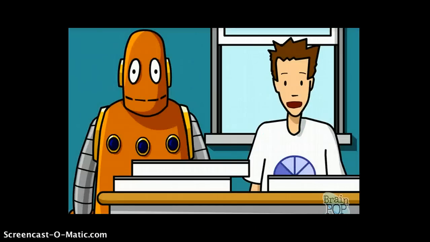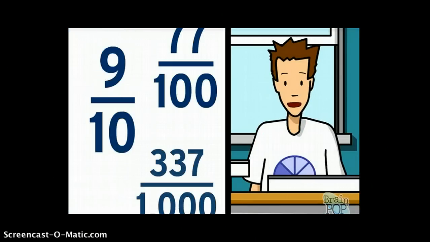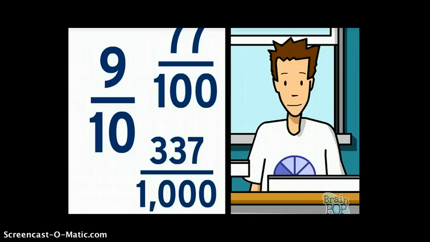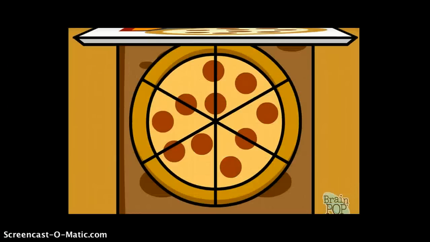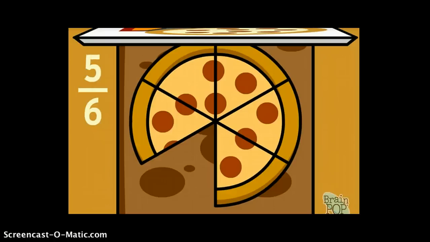This method works for all fractions that have a 10, 100, 1000, or some other multiple of 10 in their denominator. Right, what about other fractions? This small pizza, as you can see, has been cut into 6 pieces. Okay, now we have 5/6 of a pizza.